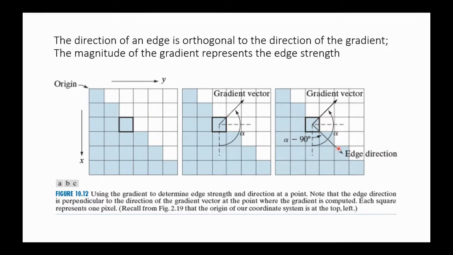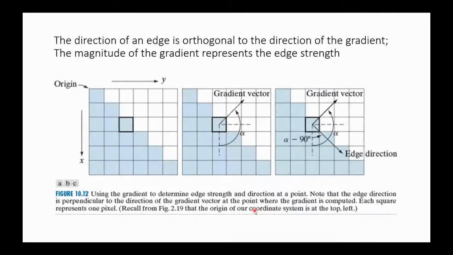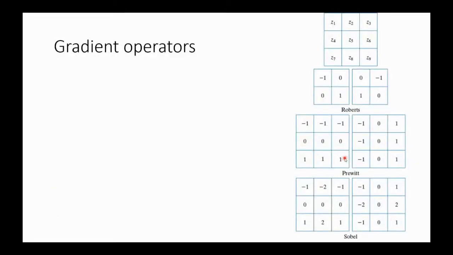We can use the direction of the gradient, calculated using the arc tangent of the gradient, and that's it. So we have the direction of maximum change, and the orthogonal to the direction of maximum change is the edge direction. So we know everything about finding edges now.